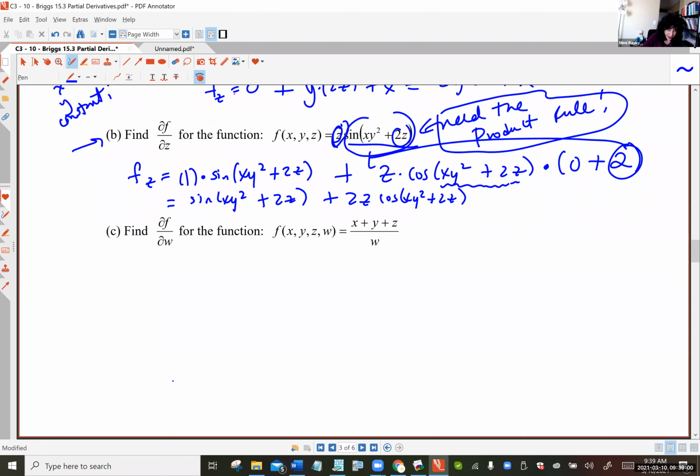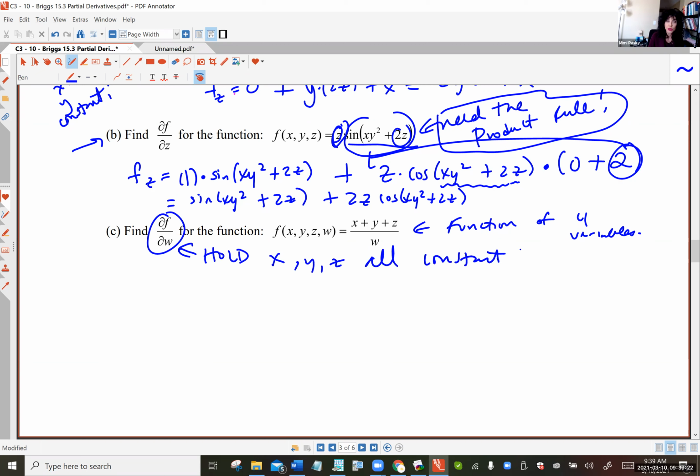And now let's kick it up another notch. Oh my God, this is a function of 4 variables. Can we do that? Sure, you can take a partial of however many variables you have. You have to be careful though. They want DFDW. What does that mean? You have to hold x, y, and z all constant and differentiate with respect to w.